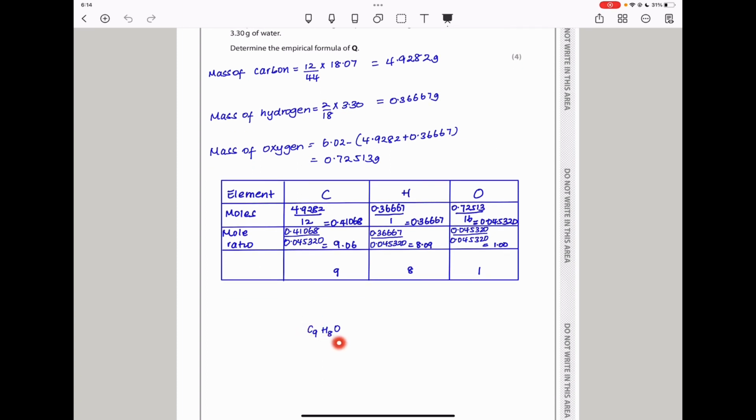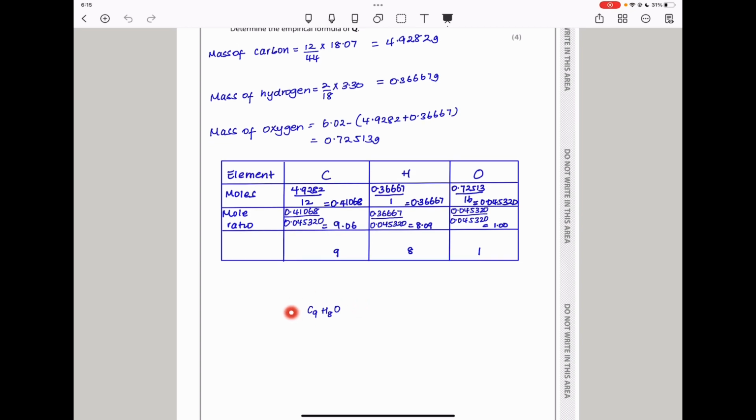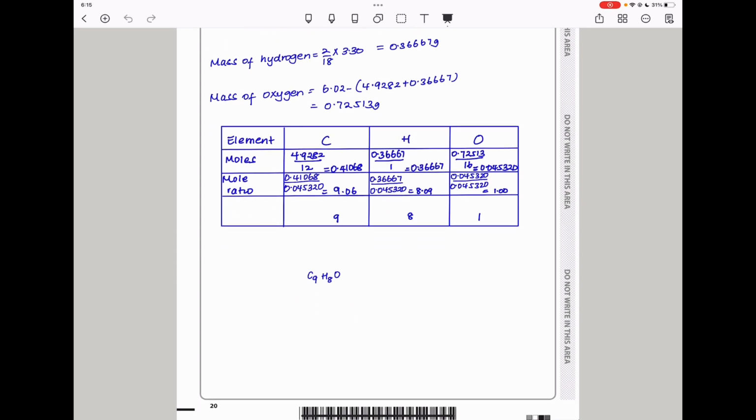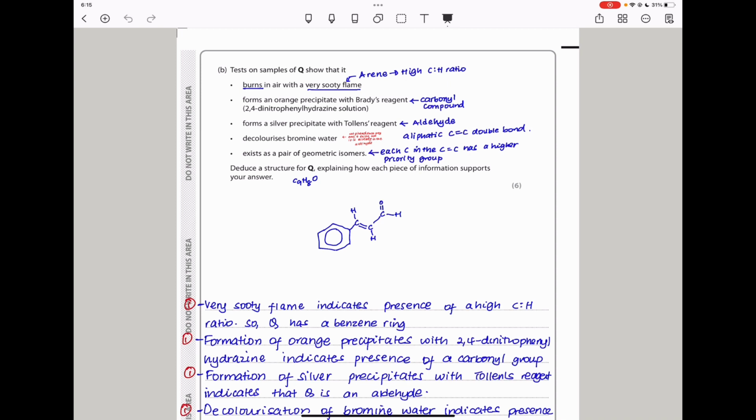9, hydrogen 8, oxygen 1, as we can see here. That is my answer. Moving on, they say tests on samples of Q show that it burns in air with a sooty flame. If an organic compound burns in air with a sooty flame, it means it has a high carbon to hydrogen ratio, meaning it could be an alkene or it could be an aromatic compound, like an arene.